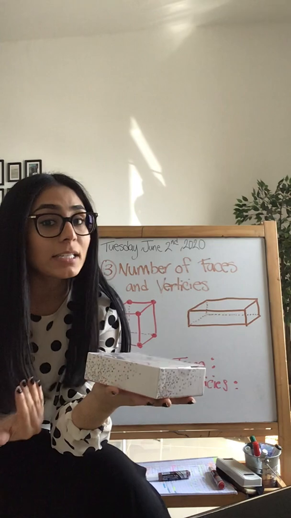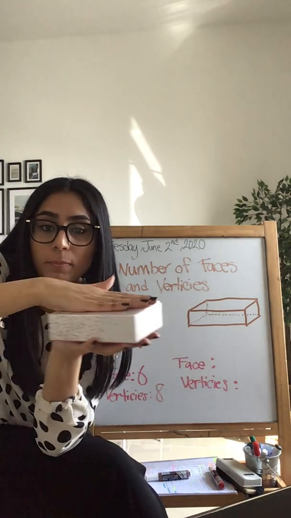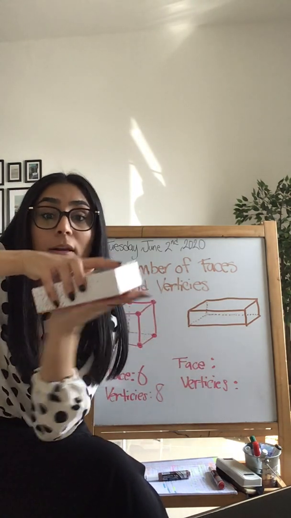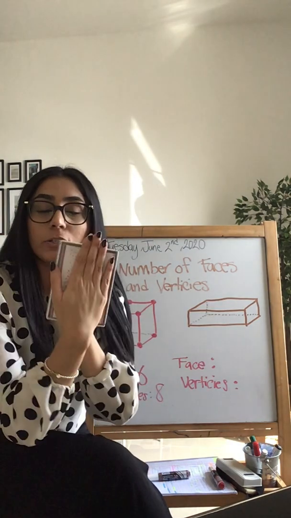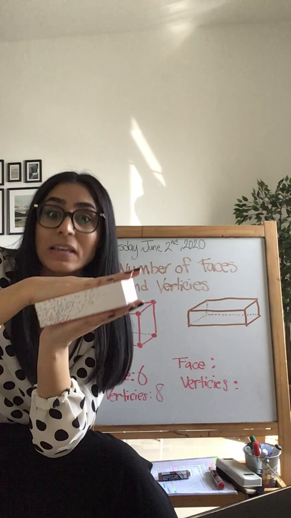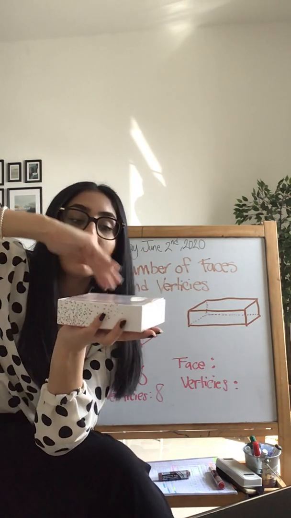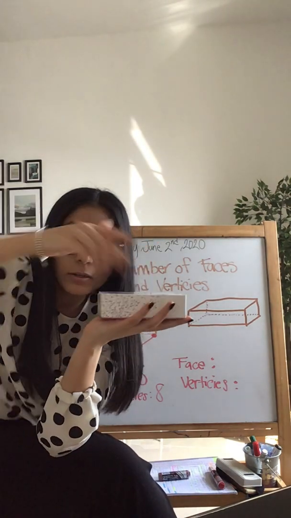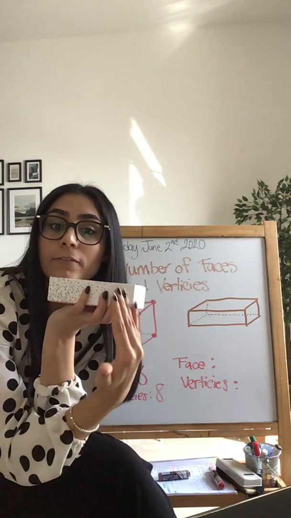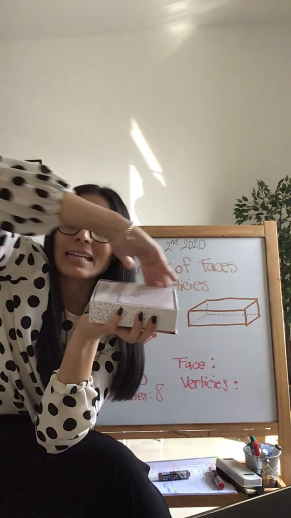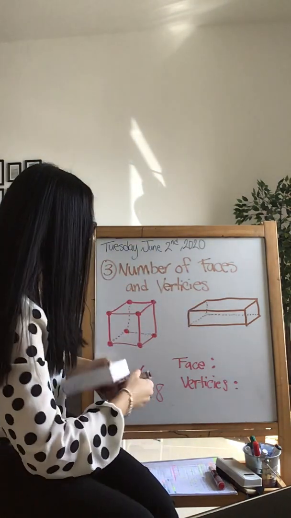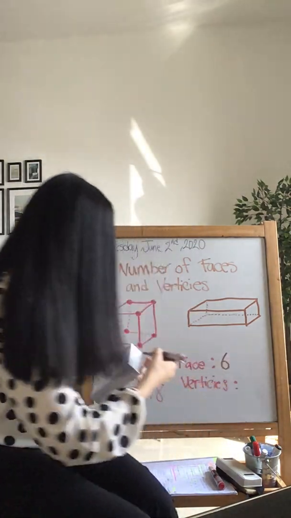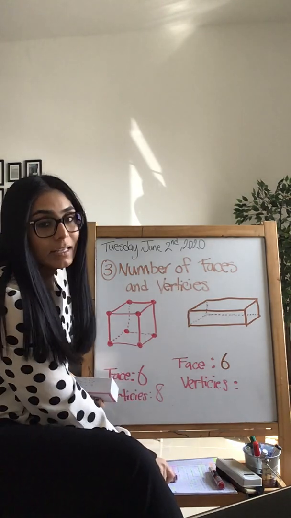Now, how many faces are there? So there's always the top, that's 1. The bottom, that's 2. So right now I'm touching 2 faces, right? 1 is the bottom, 1 is the top. That's 2 sides, 2 faces, right? 1, 2. Then there's 1 in the front, 3, 4, 5, and 1 in the back, 6. There are 6 sides to this rectangular prism. 6 sides or 6 faces.